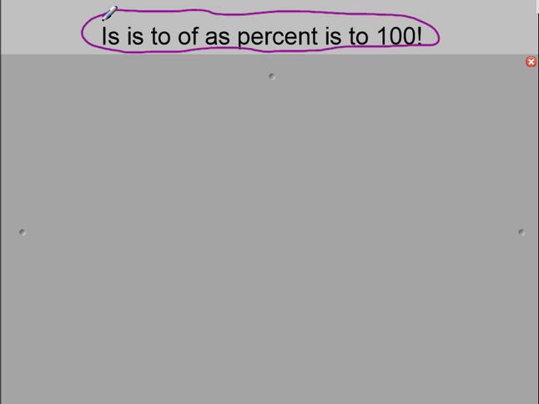Say it with me. And don't just pretend to do it. Sit there and say it with me. Is to of as percent is to 100.